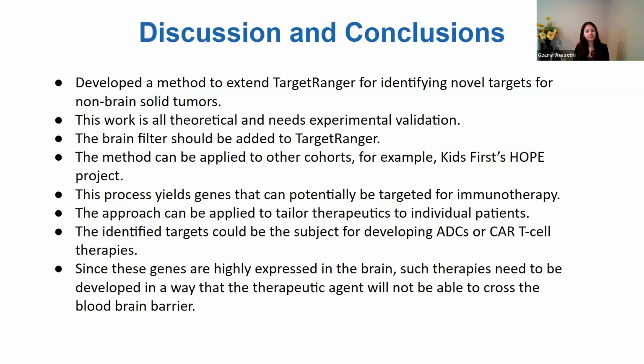This process yields novel targets that can potentially be targeted for immunotherapy, for example, by developing ADCs or CAR T-cell therapies. However, it is also important to note that since these genes are highly expressed in the brain, such therapies need to be developed in a way that the therapeutic agent will not be able to cross the blood-brain barrier.